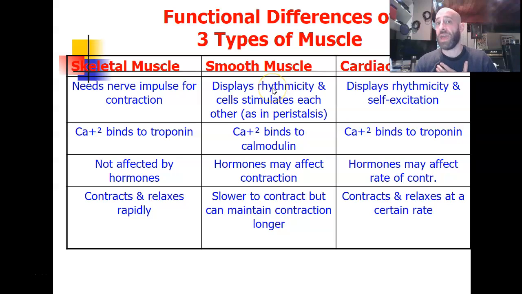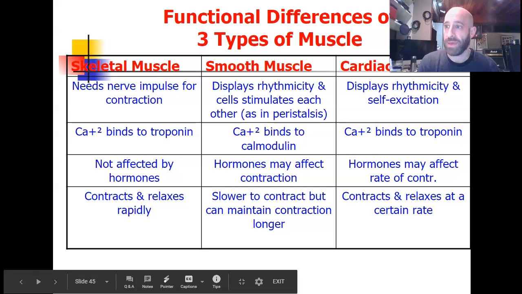Smooth muscle, on the other hand, also uses a nervous impulse, but it can also stimulate itself. It displays rhythmicity. What that means is there's a rhythm to it. So one cell stimulates the next cell, and that is called peristalsis. So I'm just going to explain peristalsis here, and we're going to finish up the lecture with that. So rhythmicity, and each cell can stimulate the next. So let me explain what that means.